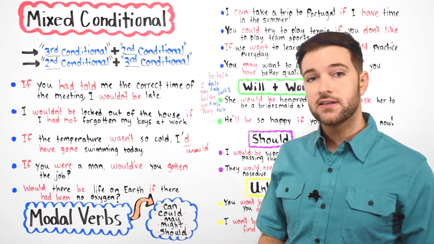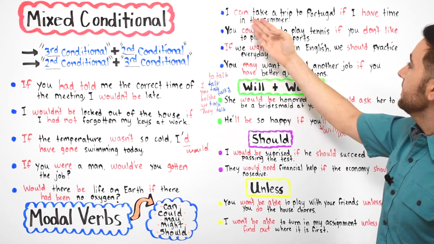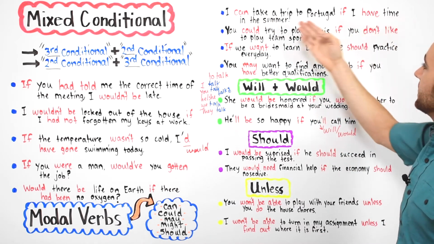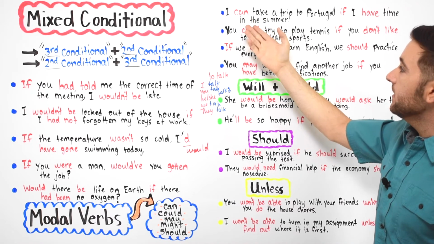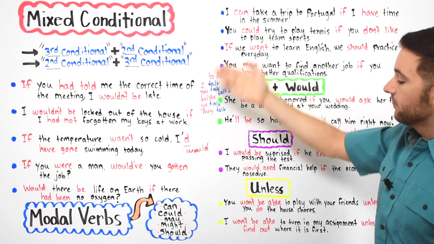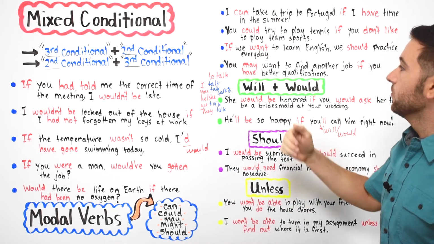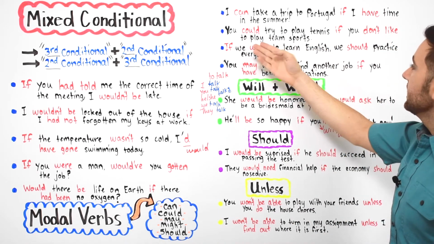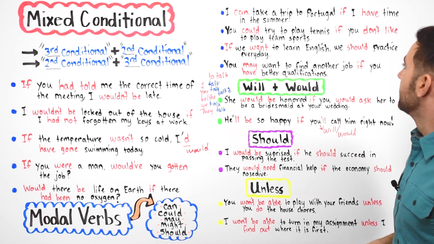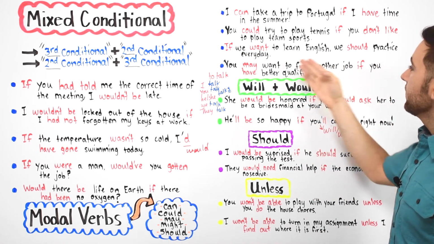So let's go ahead and look at these examples that we have here. I can take a trip to Portugal if I have time in the summer, okay? So we're replacing will or would with the verbs that we have down here, the modal verbs are replacing will and would. You could try to play tennis if you don't like to play team sports. Okay? If we want to learn English, we should practice every day.